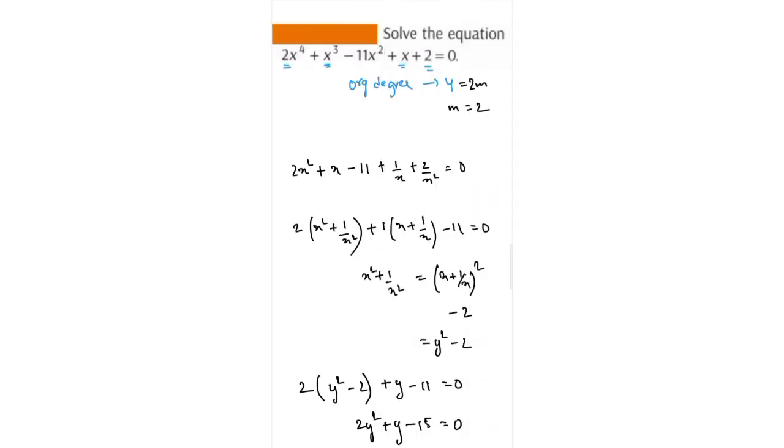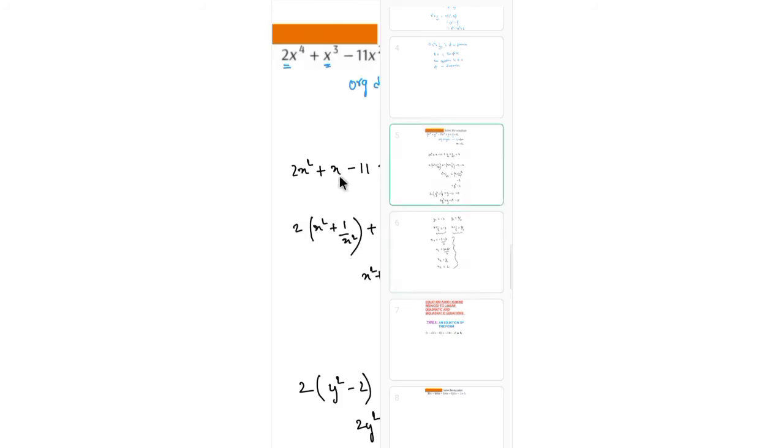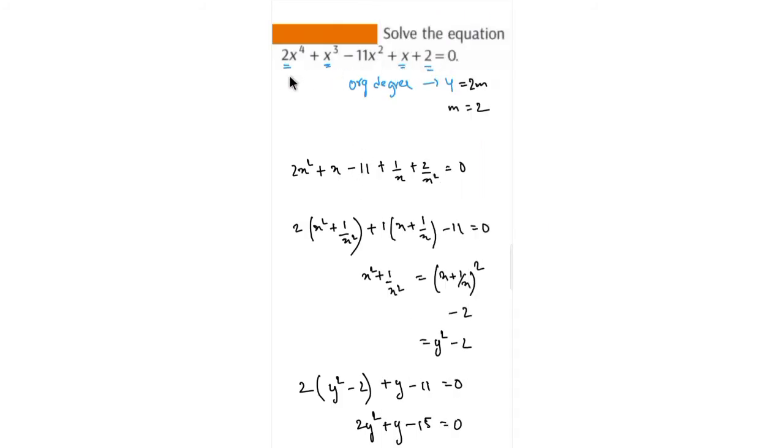And another thing is, for a biquadratic equation, you can expect that the maximum number of roots can be 4. So that's the case, we have got 4 roots, and this is how you can solve a biquadratic equation. But basically, you need to make sure the coefficients are the same for the terms which add up to the original degree, which is 4 here.